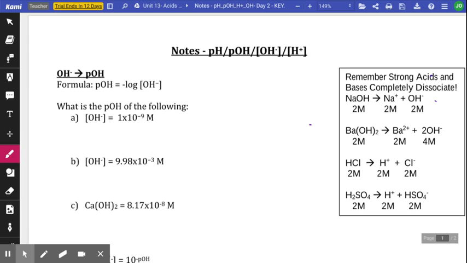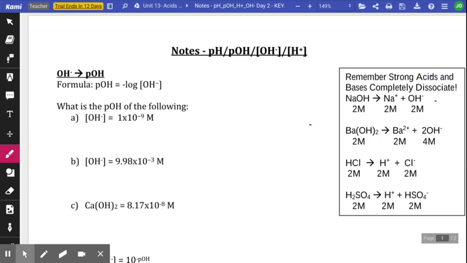The first one that we use is our negative log. Negative log is going to be used to convert from a concentration to a power, okay? So what that means is that if I've got a hydrogen concentration, then the negative log formula tells me the power of hydrogen, the pH. If I've got a hydroxide concentration, on the other hand, it's going to tell me the power of hydroxide, the pOH.